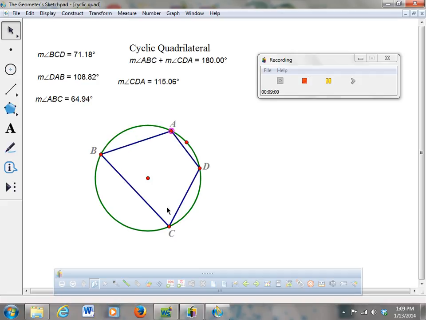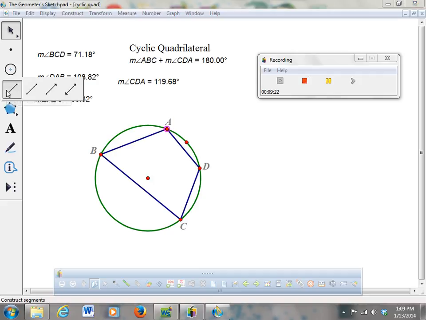So no matter how I drag this, those two have to add up to 180. The opposite angles in a cyclic quadrilateral always add up to 180, which is kind of cool, right? And this one here, angle A and angle C, also have to add up to 180.